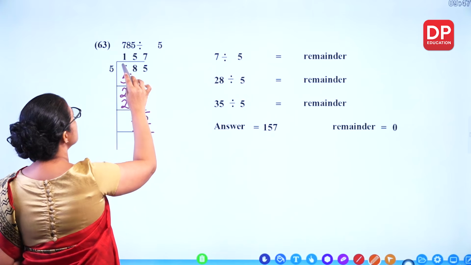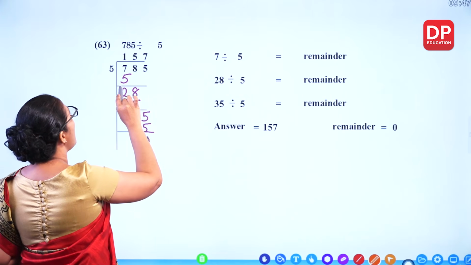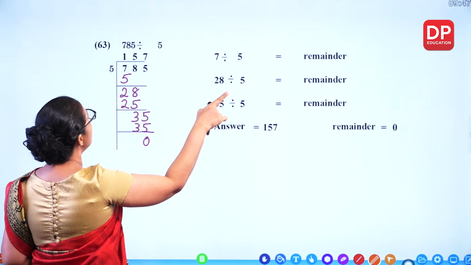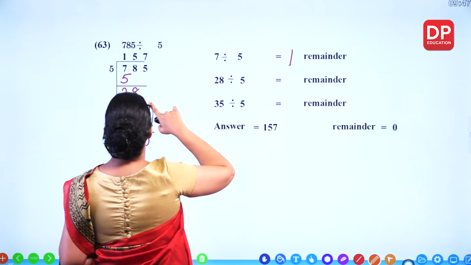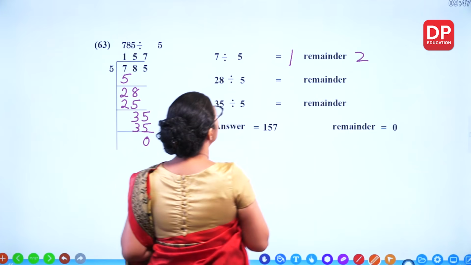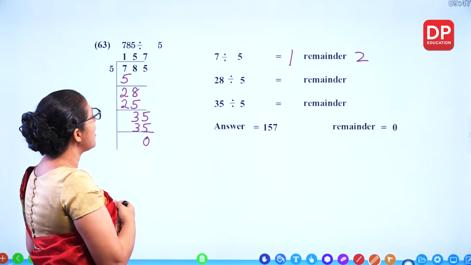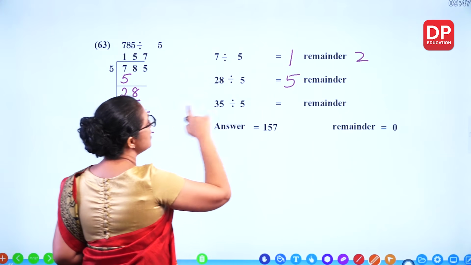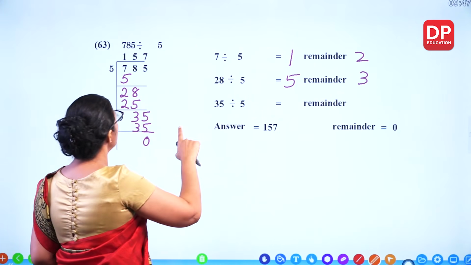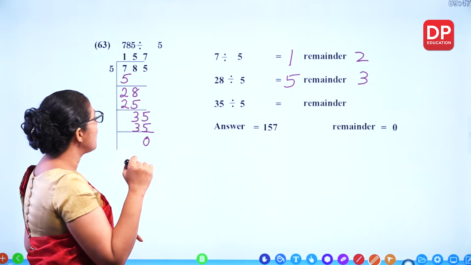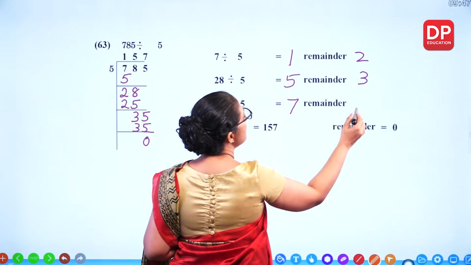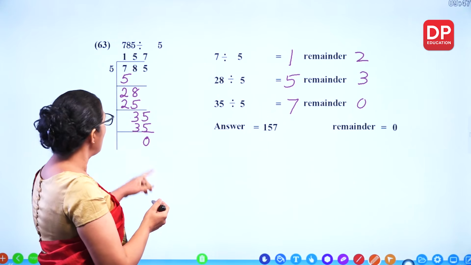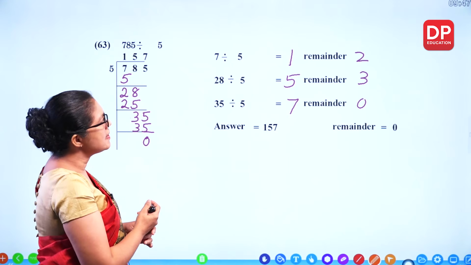So first, 7 divided by 5, you get 1 and remainder 2. 28 divided by 5, you get 5 and remainder 3. Then you do 35. 35 divided by 5, you get 7, remainder 0. So the answer is 157. What's the remainder? Remainder is 0.